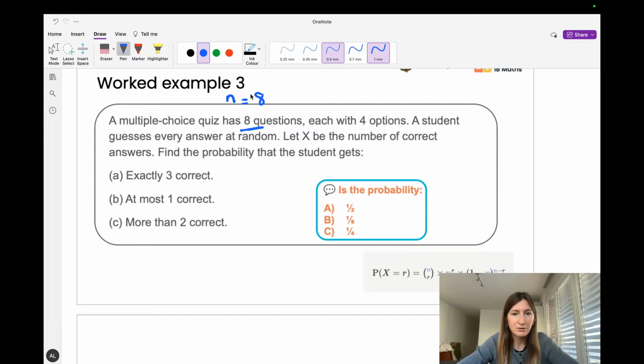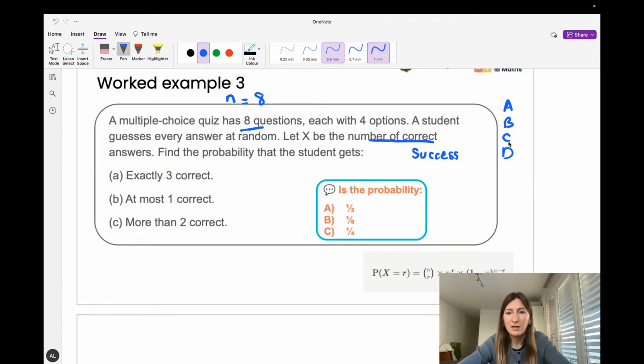So a multiple choice quiz having 4 options sounds very normal. That's like A, B, C, D. We could have on each question, A, B, C, D, or something like that. A student guesses every answer at random. Let X be the number of correct answers, all right? So correct is what we're looking for. That's our probability of success, is a correct answer.